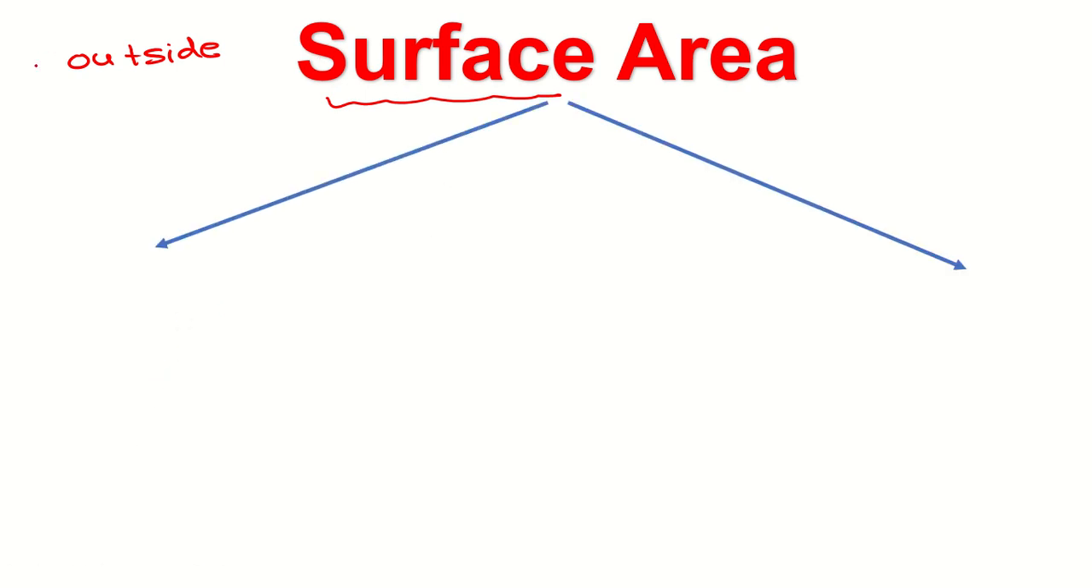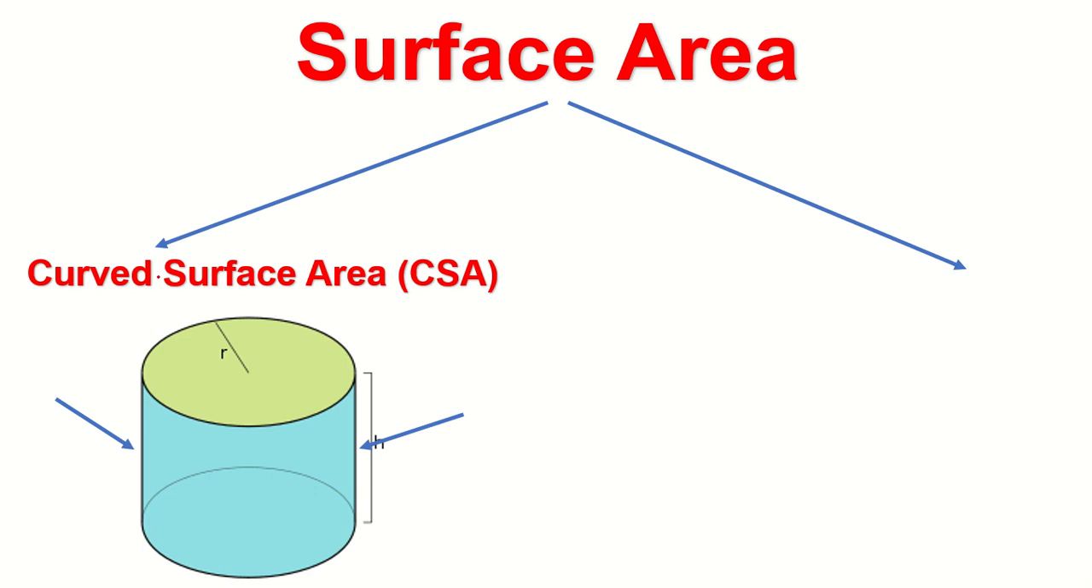Now, there are two types of surface areas we are going to discuss in this cylinder. The first one is curved surface area or lateral surface area. Both are the same. So what does it mean? Lateral means side. So side area means what you can see from the side; top and bottom you will not consider. The top is a circular area and the bottom is also a circular area, you will not consider these two. Just the side area will be counted.